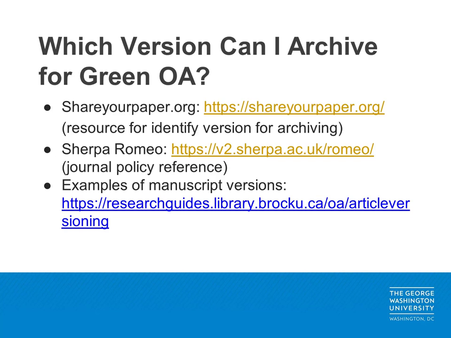In most cases, publishers do not permit researchers to archive the publisher's version of a manuscript in a repository. They do, however, usually allow for the archiving of a preprint or postprint version of a manuscript. If you're unsure of which version to archive, check out shareyourpaper.org, the Sherpa Romeo database, or examples from the Brock University Library.